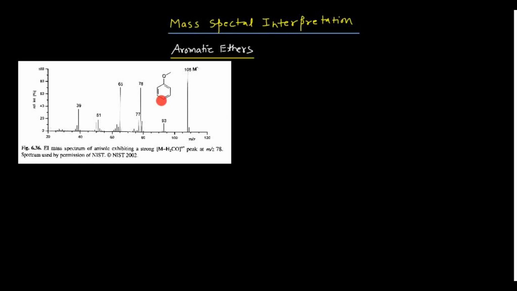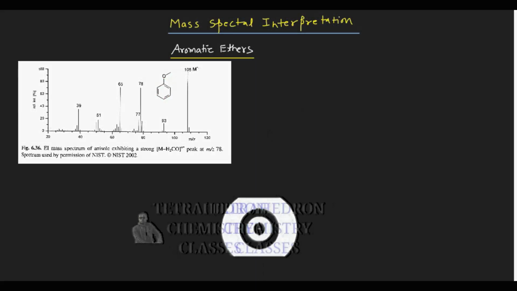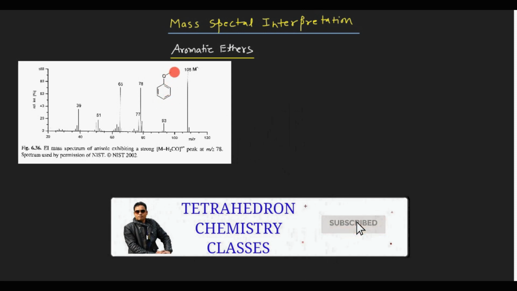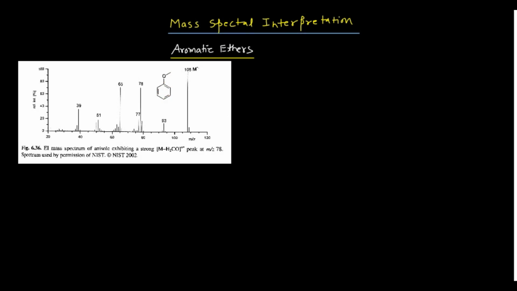Guys, in the last lecture, I explained the interpretation of the mass spectrum for aliphatic ethers. In today's class, I am going to discuss the mass spectral interpretation of aromatic ethers. As you can see here, I have taken anisole. This is your aryl part, this is your alkyl part, and this is the ether linkage. So it is an aryl alkyl ether.